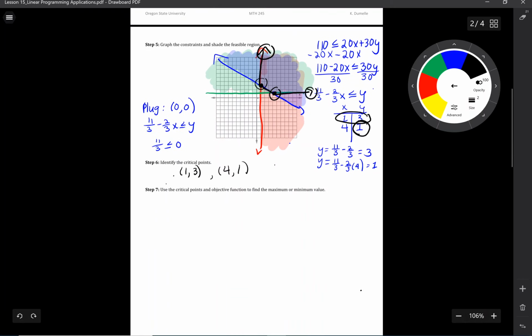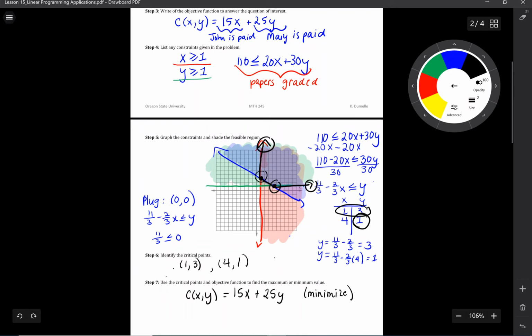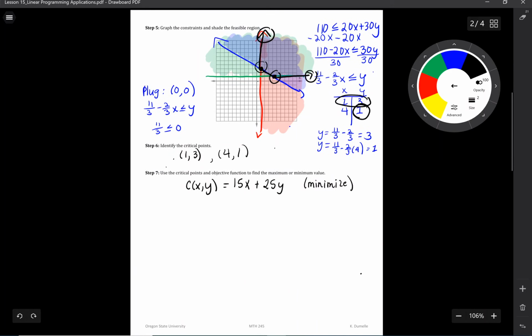Now I want to use these critical points and the objective function to find the min value. So remember, my objective function was C of x, y equals 15x plus 25y. And I want to minimize. So I'm going to plug in both of my critical points to see which one gives me the minimum value. So C of my first one, 1, 3, will be 15 times 1 plus 25 times 3, which is 15 plus 75, or 90.